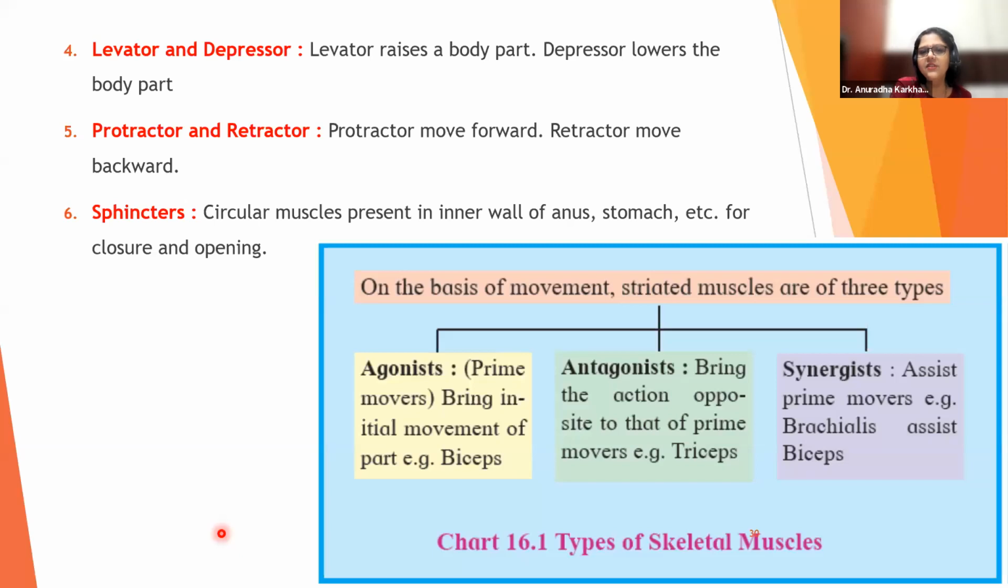Where is latissimus dorsi located? This side. Okay. Protractor retractor, without which walking is not possible. Protractor move forward, retractor move backward.